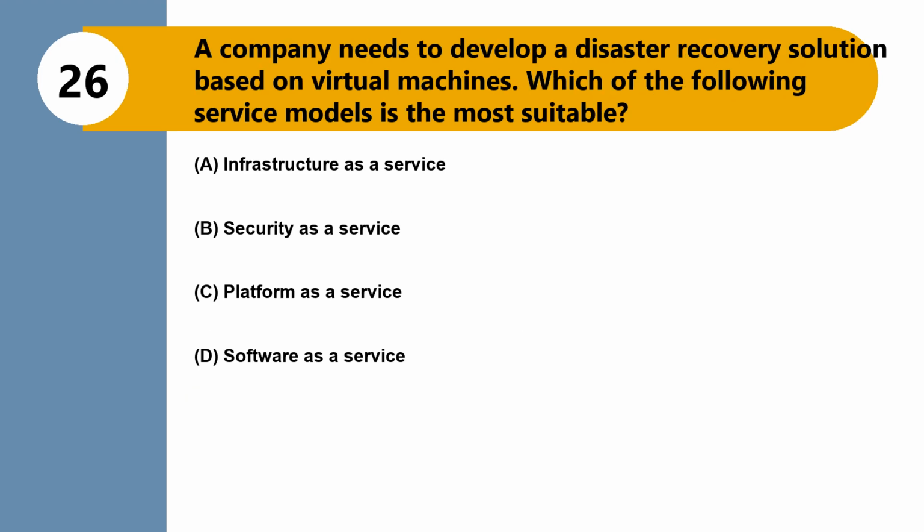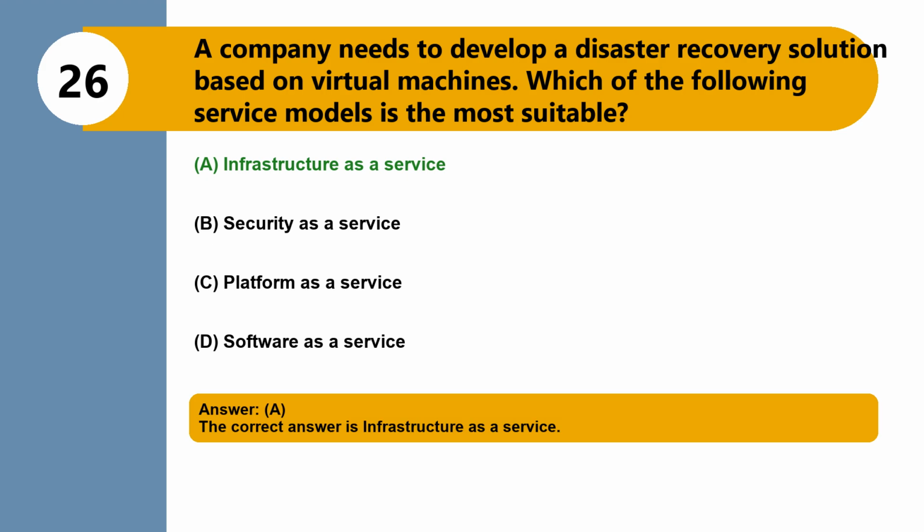Question 26. A company needs to develop a disaster recovery solution based on virtual machines. Which of the following service models is the most suitable? Option A, Infrastructure as a Service. Option B, Security as a Service. Option C, Platform as a Service. Option D, Software as a Service. The correct answer is option A, Infrastructure as a Service.